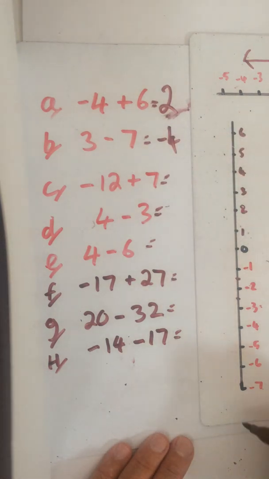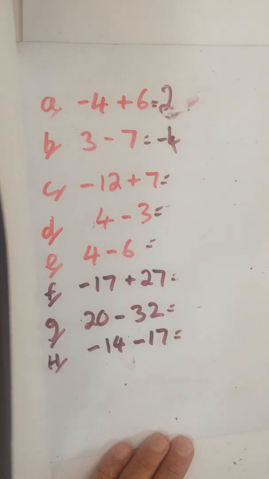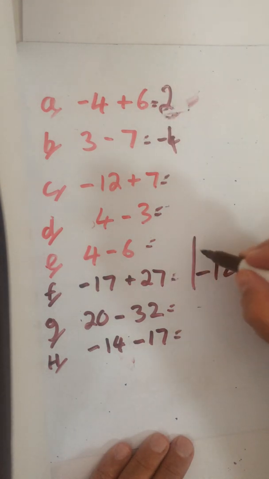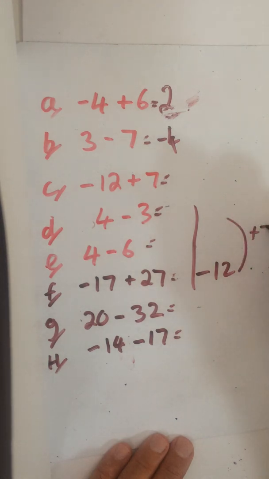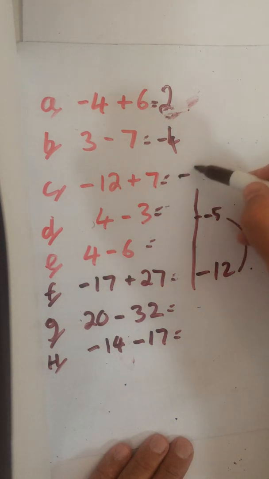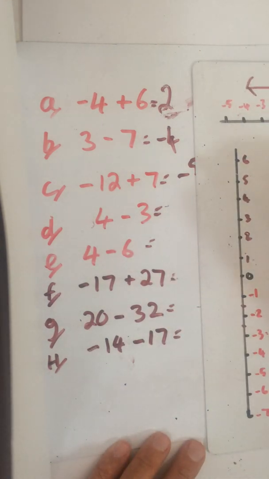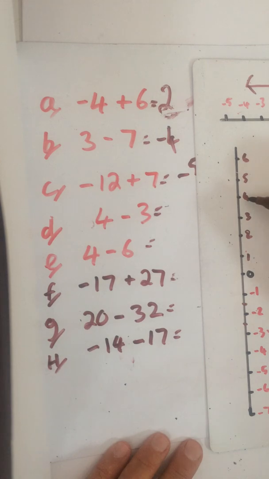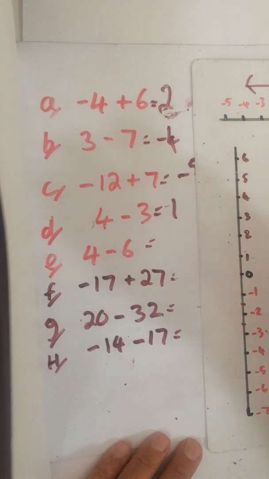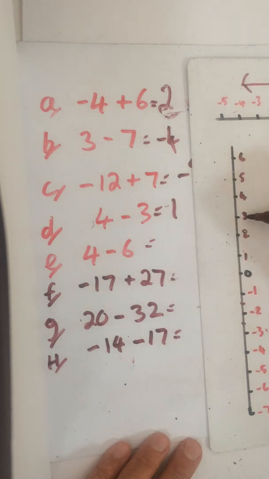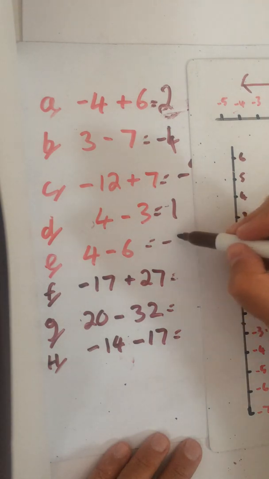Minus 12, add 7. So this one we need to do more of. We're at minus 12 here, and we just need to add 7 to it. So we go up 7 numbers, and it'll take us to minus 5. So if we added 7 to minus 12, we would get to minus 5. 4, take away 3. Oh, that's an easy one, isn't it? 4, take away 3, 1, 2, 3, 1. 4, take away 6: 4, minus 1, 2, 3, 4, 5, 6, minus 2.